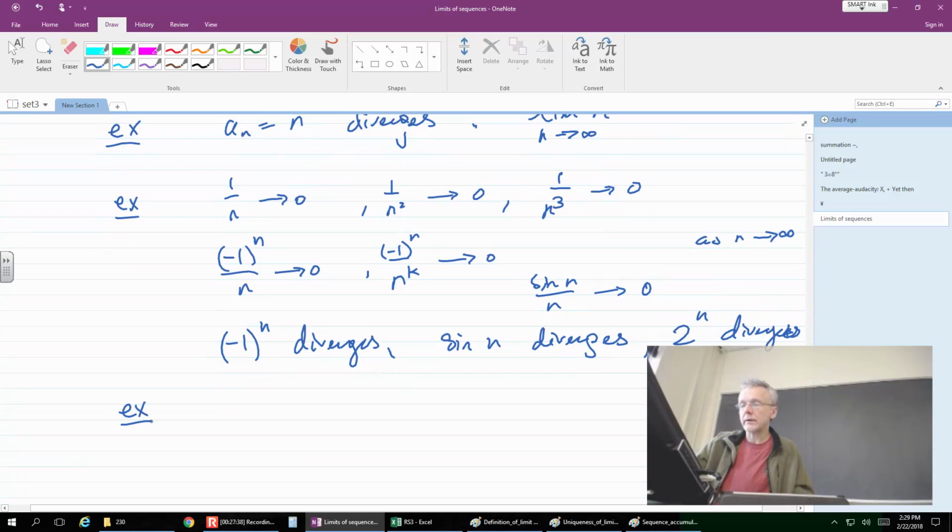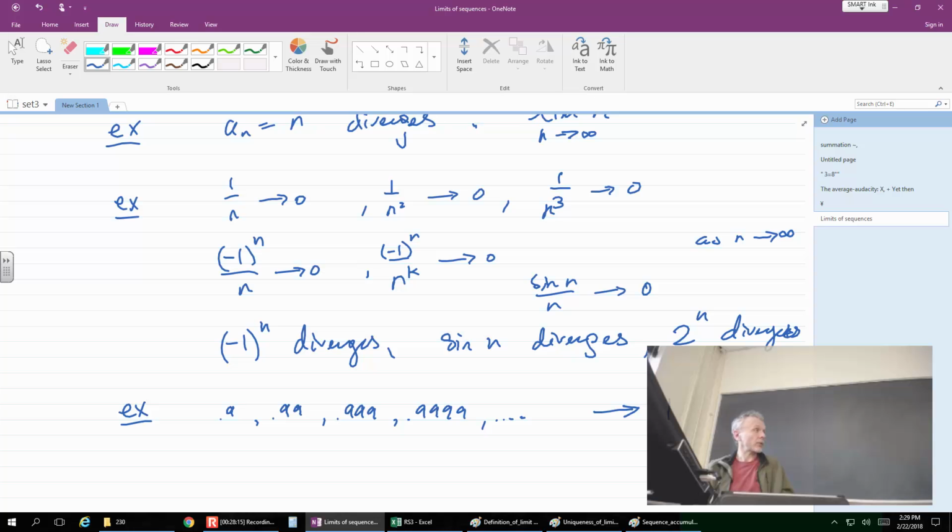Once again, something that really comes as a bonus from sequences, even though it's simpler than functions, is how we deal with decimals. So 0.9, 0.99, 0.999, 0.9999. It is a sequence, and it converges to 1.